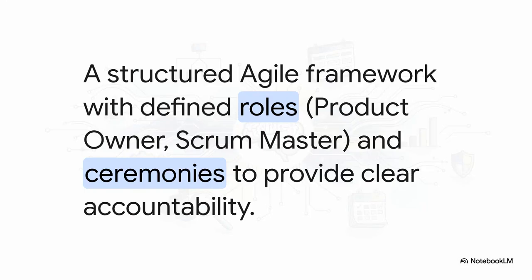So if Agile is the philosophy, then Scrum, which is the topic of Chapter 3, is the playbook. It adds a layer of structure with really defined roles, like a product owner and a Scrum Master, and it has these regular meetings they call ceremonies. It brings some much-needed accountability to that flexible, agile world.